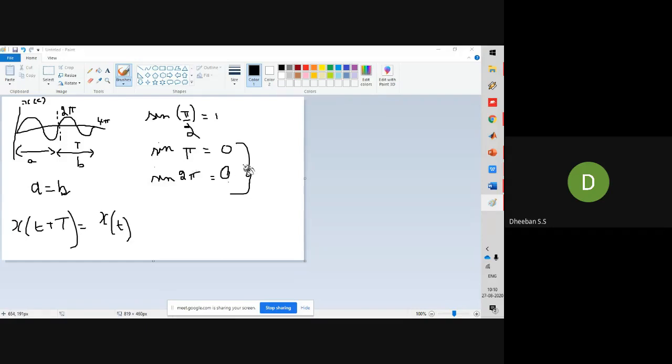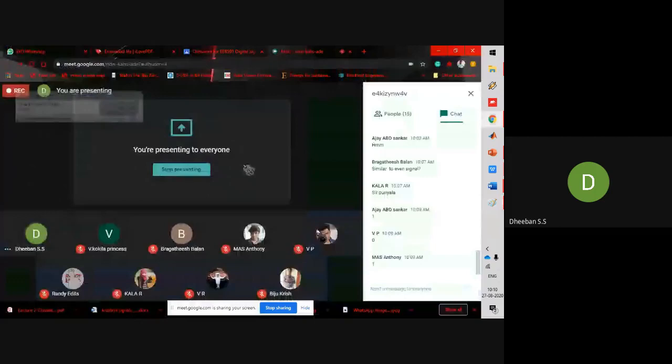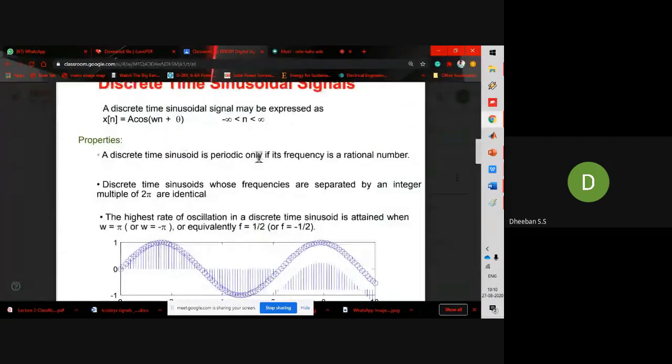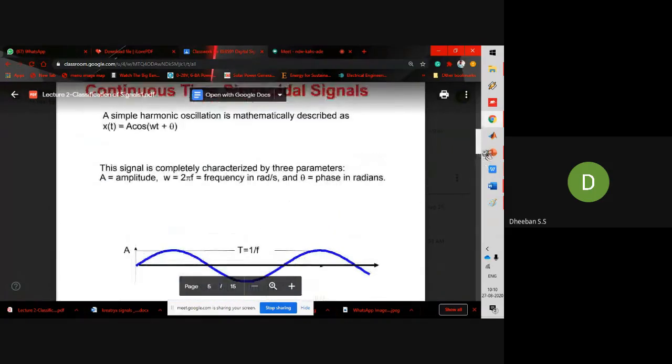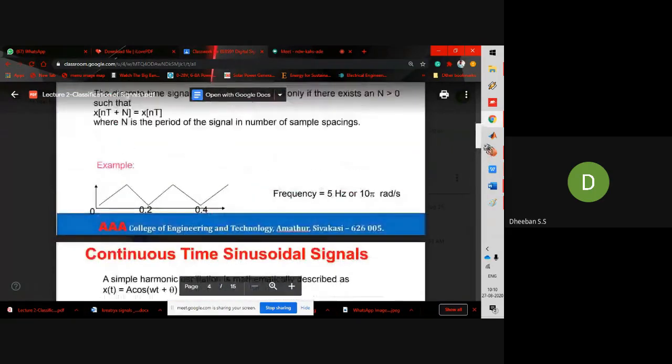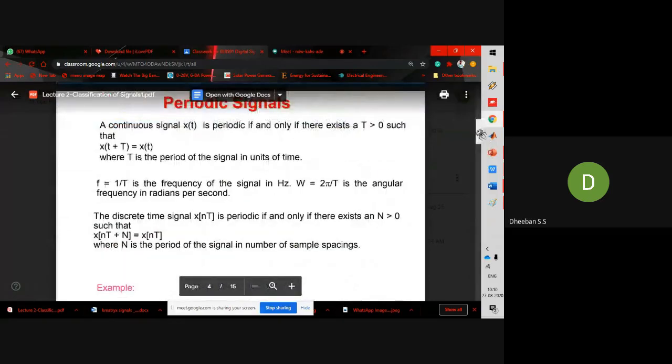So this is what they are saying, that a discrete time sinusoidal is periodic only if its frequency is a rational number. So this I will explain in terms of the n value. Okay, for the n value there is a formula. If I explain with respect to that, you will be getting it.